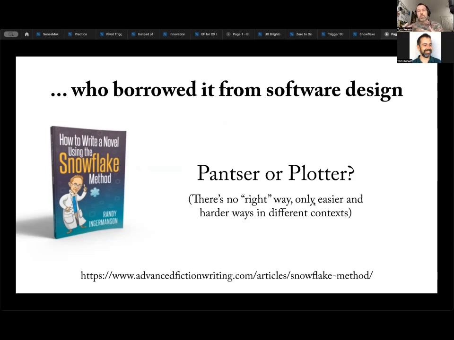So, what I'm going to share now is my twist on the Snowflake method, which is used for writing fiction, but brought back into software design. Because the irony here is that Randy Ingermanson stole the idea for the Snowflake method for writing fiction from the way that he worked on software. But I think it's a practice that you don't see that much in software these days. And I want to bring it back into that world.